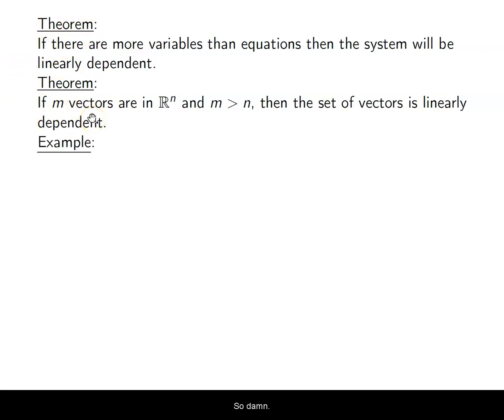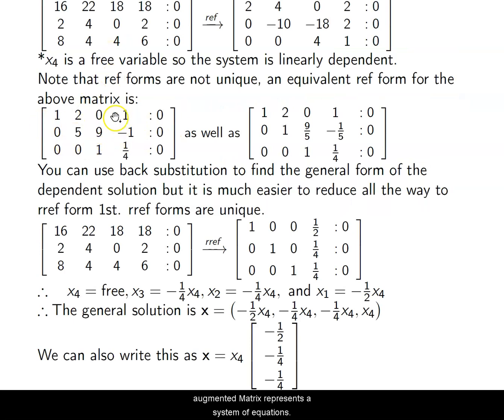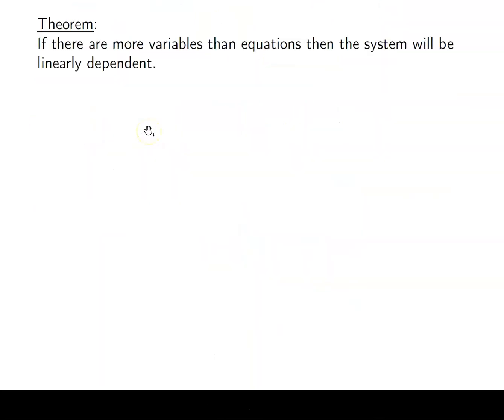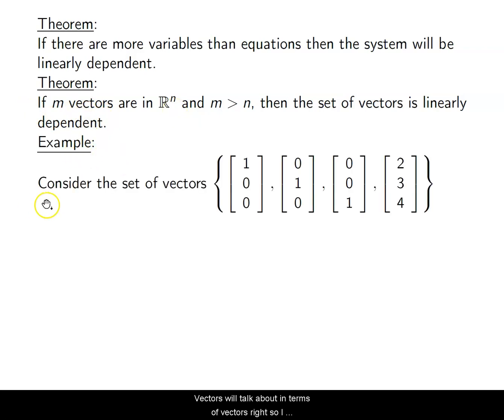Okay. So, example. Now we'll talk about these just in terms of vectors rather than in terms of equations like we did previously, right? Remember, this as an augmented matrix represents a system of equations. So since this theorem represents vectors, we'll talk about it in terms of vectors. So I have a set of vectors, 1, 2, 3, 4. Okay, so 4 vectors, and each of these vectors is in R3. 1, 2, 3. So I have 4 vectors in R3.